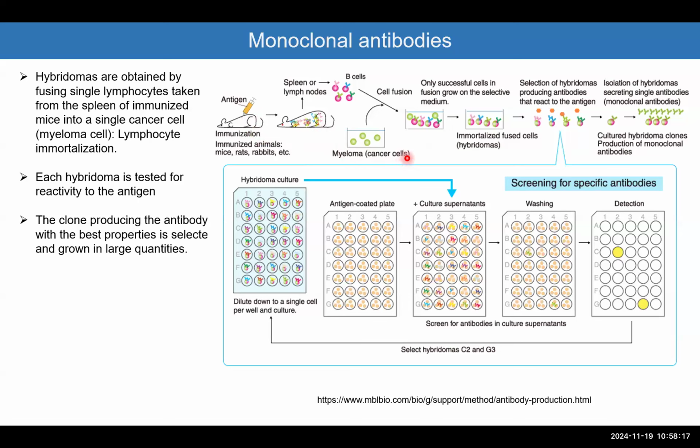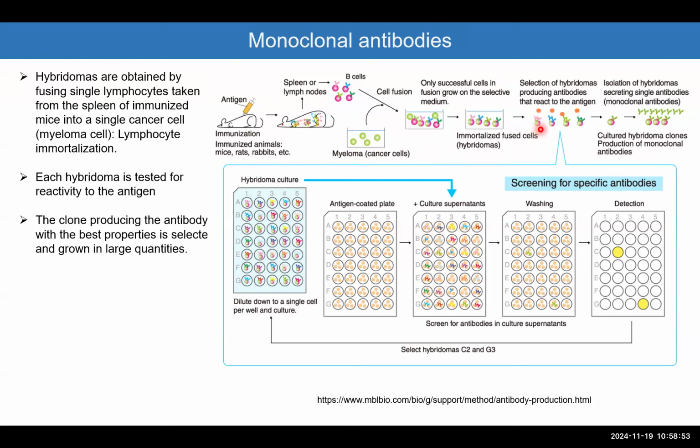And at the same time, we will have the ability to grow those cells for a long period of time because the myelomas are immortalized cells. So we acquire the ability to generate antibodies side by side with the ability of growing for a long, long period of time. And now what we need to do is separate each different cell, B cell, or fusion of B cell that could react toward that antigen.